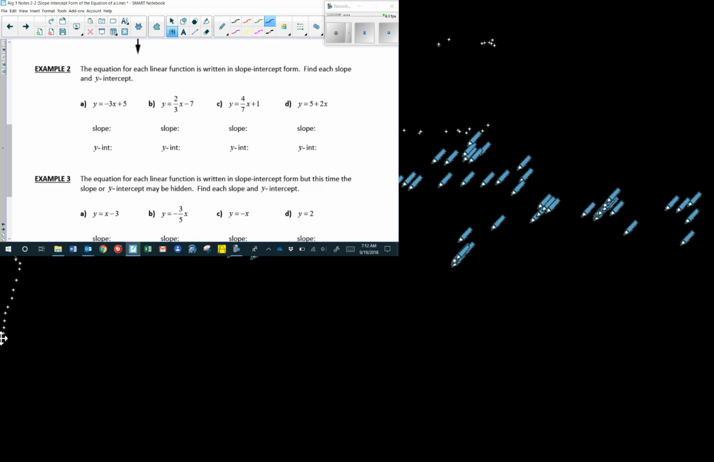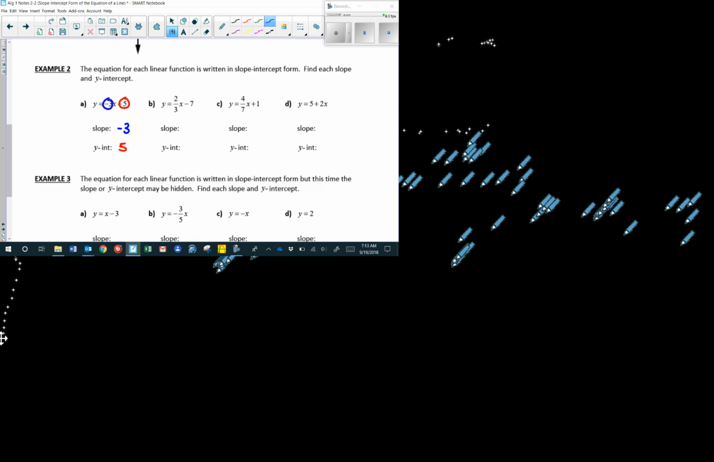In example 2, we're going to look at each one of these equations and identify the slope and the y-intercept. In part A, the slope is the number that multiplies x. Notice that the slope does not include the variable x. The y-intercept is the number that is added to negative 3x. So the y-intercept is 5.